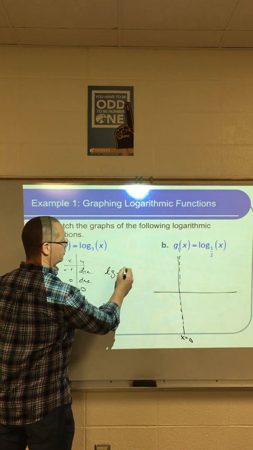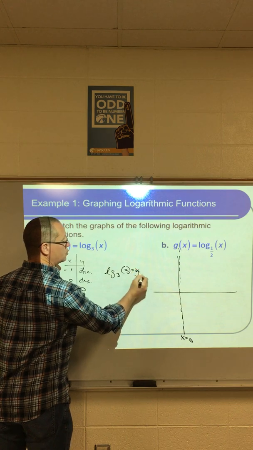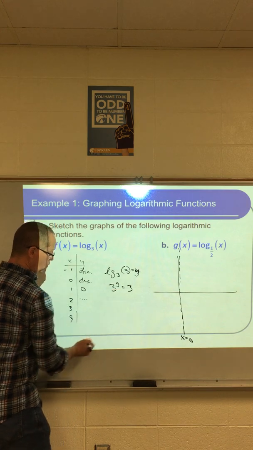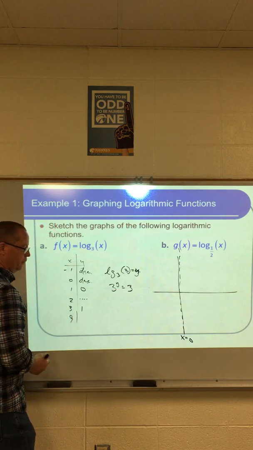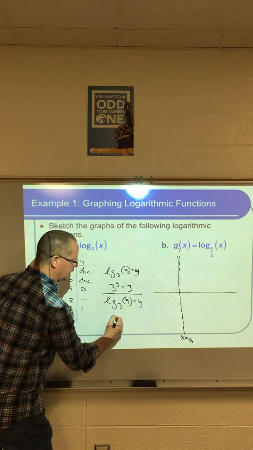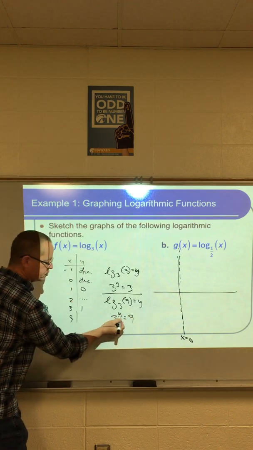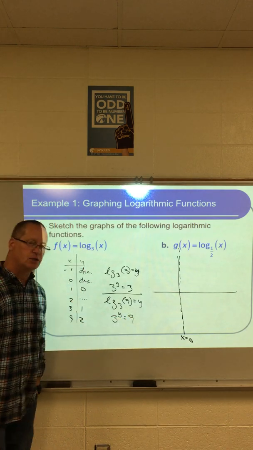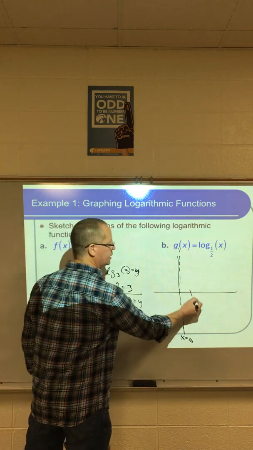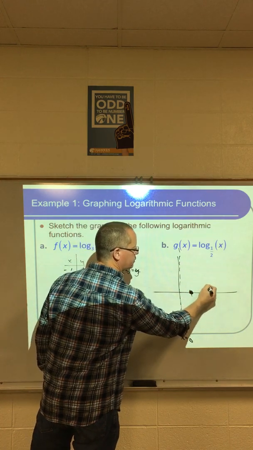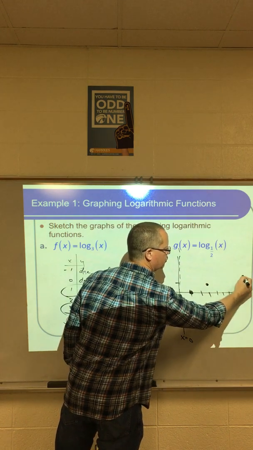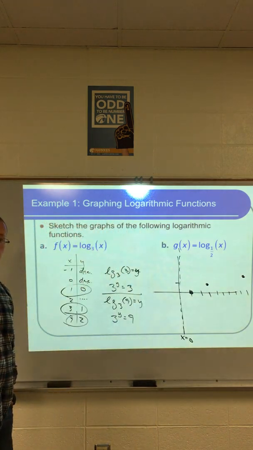The next time you plug in 3 for the x, and you're trying to find the y, you say 3 to the y is equal to 3 to what power? Well, of course, that's got to be a 1. When I plug in a 3, the y came out to be 1. If I plug in a 9, log base 3 of 9, that is saying 3 to the y power gives me 9, and of course that's got to be a 2, because 3 squared is 9. So these are specific points on the graph: (1, 0), (3, 1), (9, 2). You see it? These are points on the graph.